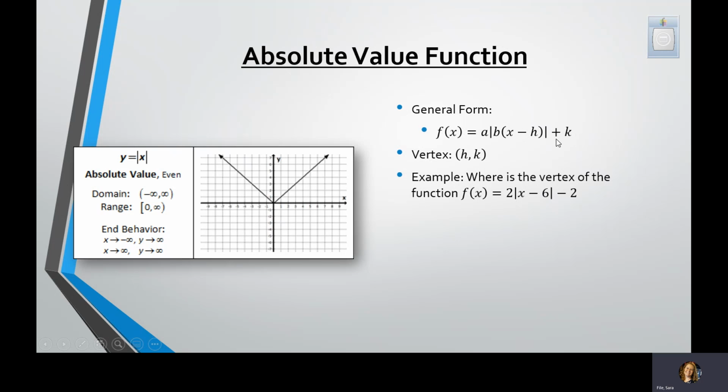Okay, now K is what's being added on the outside. Okay, and this would be considered plus negative 2, right? Is minus 2. So 6, negative 2 would be the vertex there. And I don't have that in the PowerPoint. So, I mean, you would need to write that in. The ordered pair, 6, negative 2 would be your vertex.